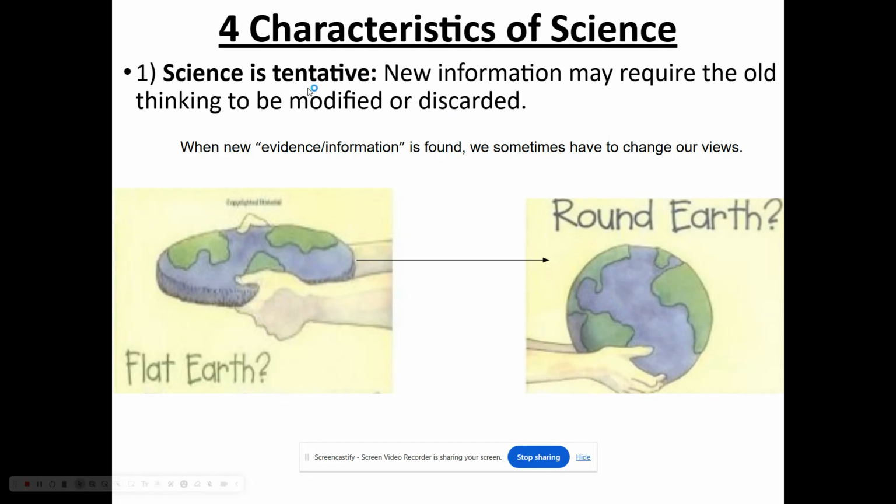So the idea is that science acknowledges that it will change over time based on new information. As we develop new tools and ways to observe things, we can gather more specific information that can lead us to better understand our universe. And so that's why we say science is tentative. What you learn today may be different than what you learn in a few years from now because we gathered new evidence and information. And that's important in science.